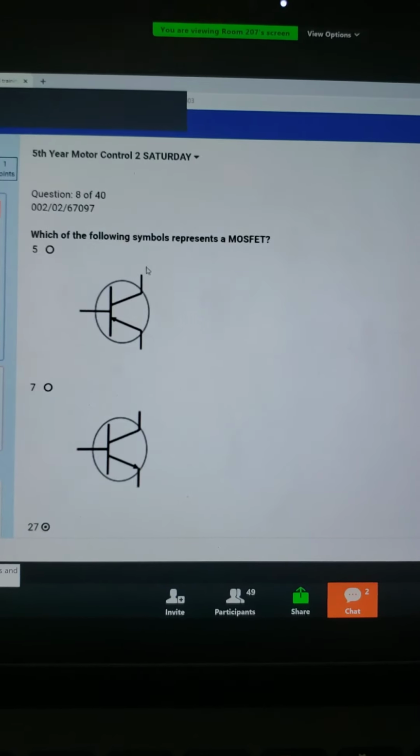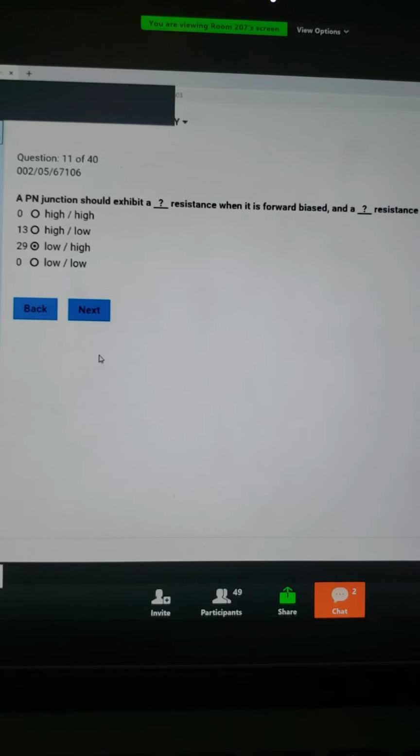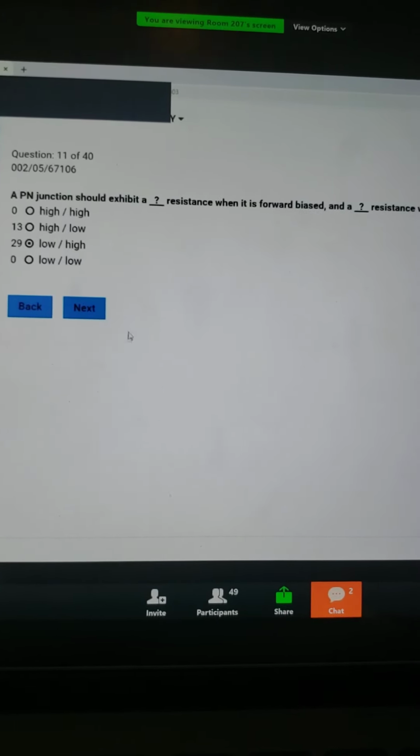Most useful field method used to check semiconductor devices is to use an ohm meter. A PN junction should exhibit a low resistance when in forward bias and a high resistance in reverse bias. Which of the symbols shown below is correct for an IEC normally closed photoelectric sensor contact? This picture right here.